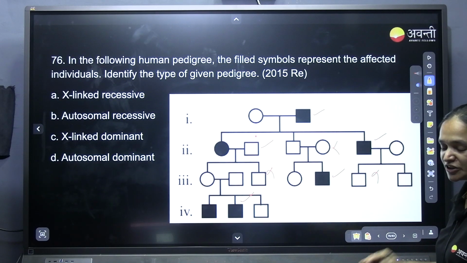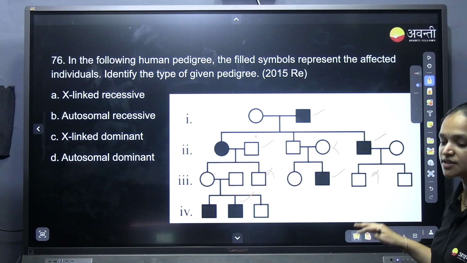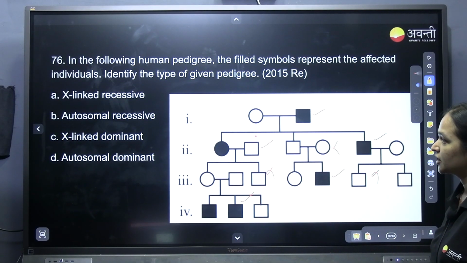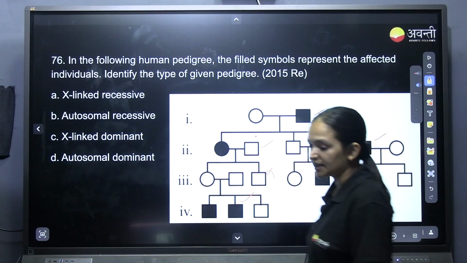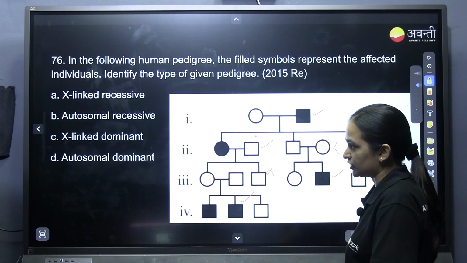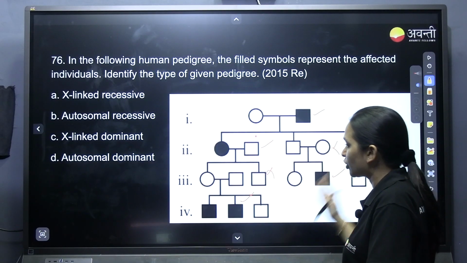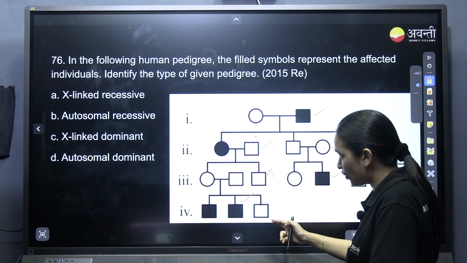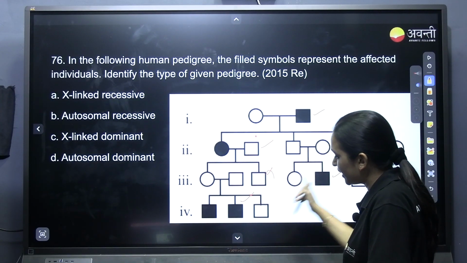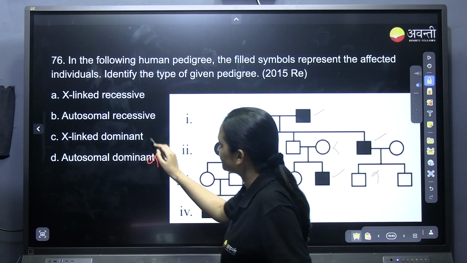Which means in one generation there is disease, in another generation there is no disease, in another generation there is expression of that disease, and in another generation there is no disease. Such a thing we can call recessive, not dominant. In dominant you can find it in all the generations. But in recessive, first thing you need to find is whether it is dominant or recessive. सारे जनरेशन में शो हो रहा है तो डोमिनेंट है, एक जनरेशन में है, एक जनरेशन में नहीं है, ऐसे शो कर रहा है तो it is recessive. तो डोमिनेंट को हटा दो.